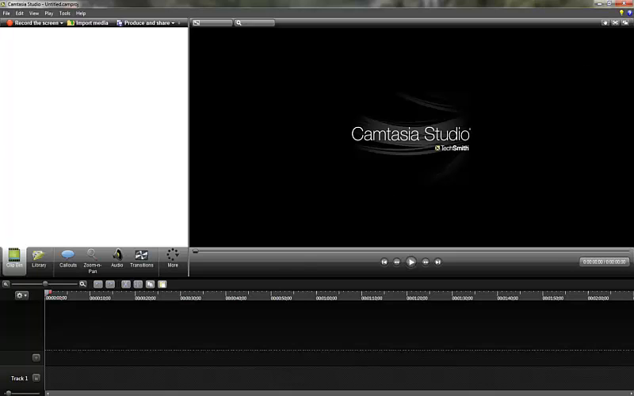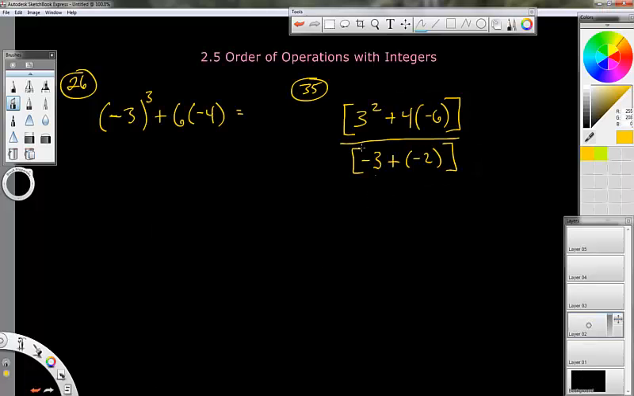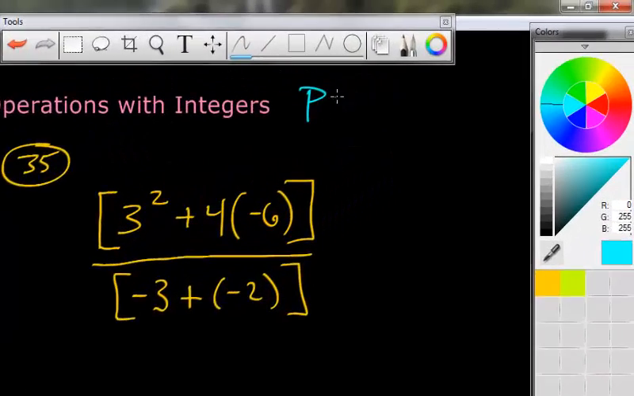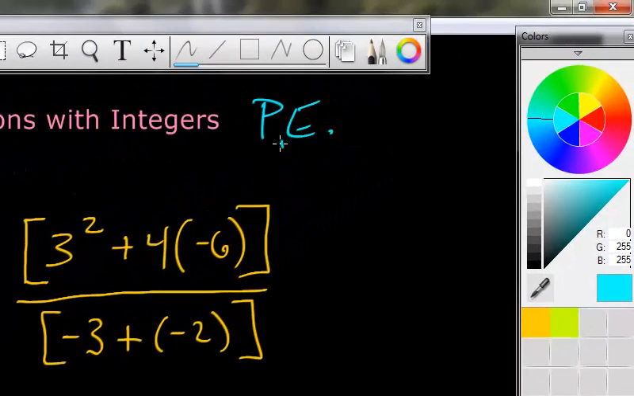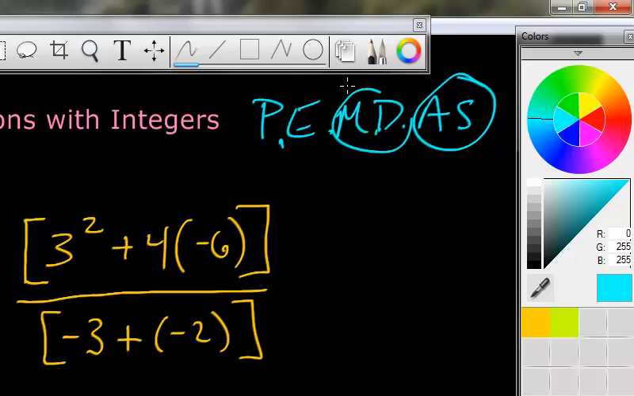Right, good morning. Here we are, and we're going to be doing order of operations with integers. Order of operations with integers. Still PEMDAS: parentheses, exponents, multiply, divide, add, and subtract. And remember, these are done left to right. Okay? They're the same priority level, multiplying and dividing, done left to right.